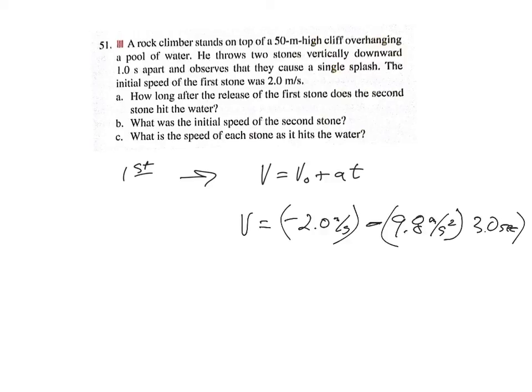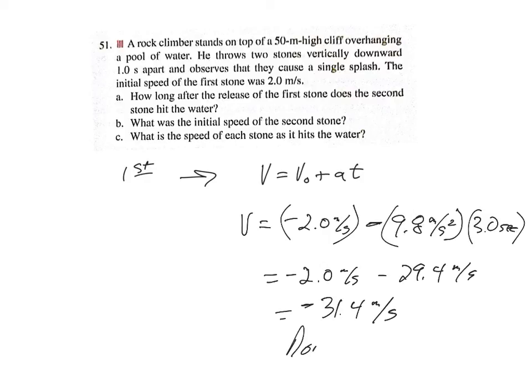We said a couple of slides ago that this thing was in the air for 3 seconds. So I'm going to get negative 2.0 meters per second minus 29.4 meters per second, which gives me 31.4 meters per second. But don't forget your negative. All that means is down. Alright, let's do the second stone.